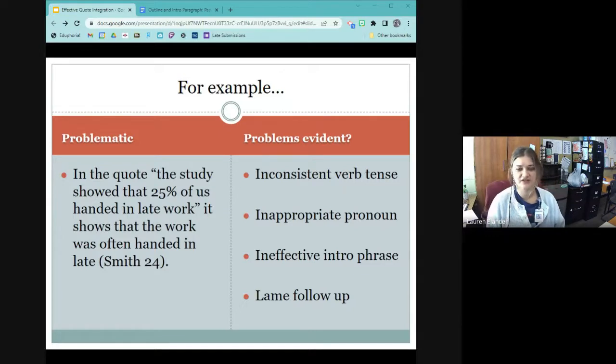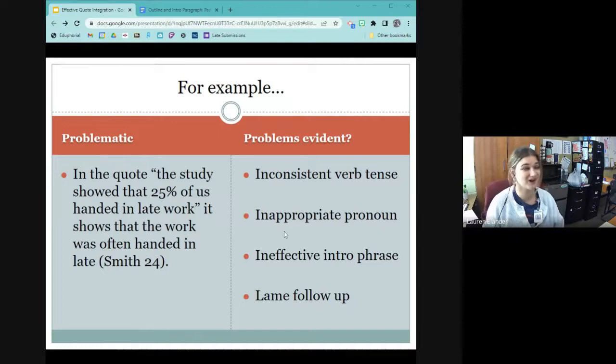The intro phrase also is confusing. "In the quote," what is the purpose of that? And then the follow-up itself is lame. You're literally repeating what is being said: "It shows that work was often handed in late." So what? Instead of repeating the quotation or the percent itself, I want you to give me the significance of it. Why does that 25% matter? What is the purpose of that, and how does it connect to the overall argument? When I just repeat "shows that work was often handed in late," that doesn't give me any context, and it doesn't build part of an argument.